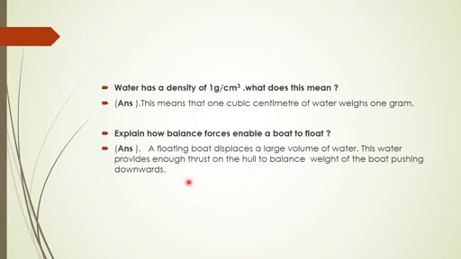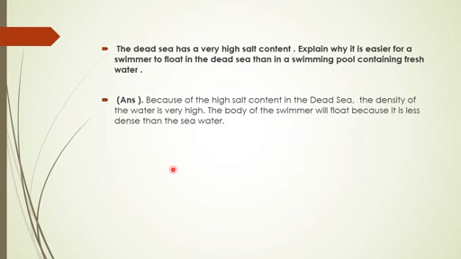The next question is, explain how balanced forces enable a boat to float. A floating boat displaces a large volume of water. This water provides enough upthrust on the hull to balance the weight of the boat pushing downward. So when the ship is floating in the water, it is displacing a large amount of water. That displaced water provides enough upthrust on the ship which balances the ship, or which prevents the ship from sinking, so it floats.